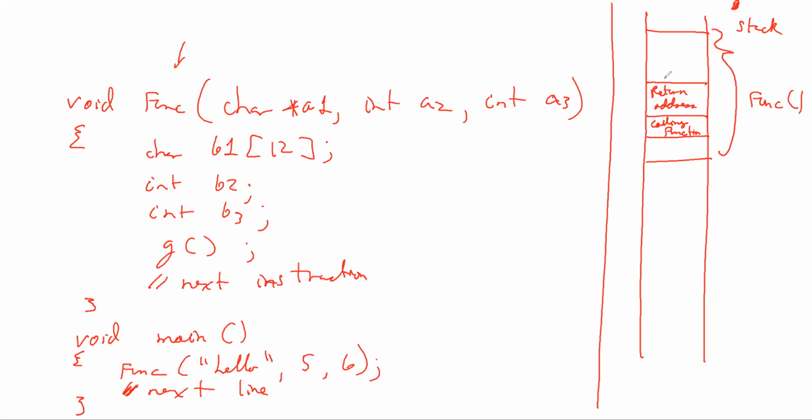Then I'm going to have my variables A1, A2, and A3. So I have those variables, and I have the other variables in function, which are V1, V2, V3. Probably make this a little bit longer. Okay, so that's the frame, like that. So that's the frame for function.